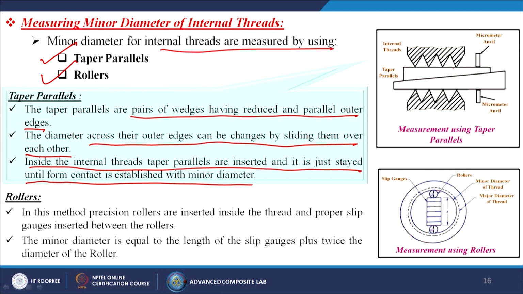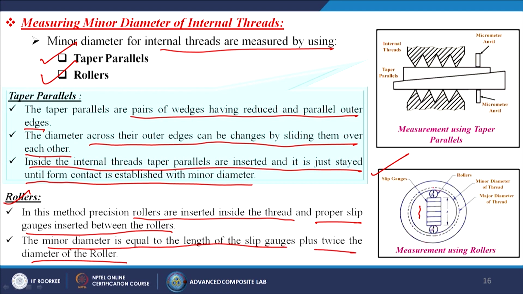Now, if I want to use rollers, how can we do it? In this method, standard precision rollers are inserted inside the thread and proper slip gauges are inserted between the rollers. These are all the slip gauges. This is not a fixed quantity, it depends upon the diameter, but the roller diameter is fixed. Depending upon your internal thread, how many gauges are required is in your hand. So, the minor diameter is equal to the length of the slip gauges plus twice the diameter of the roller, because this one side is d and this other side is d. So, it should be the slip gauge length plus d plus d.